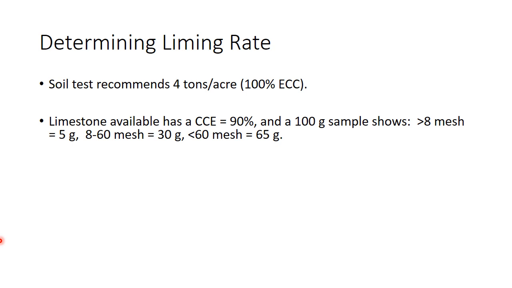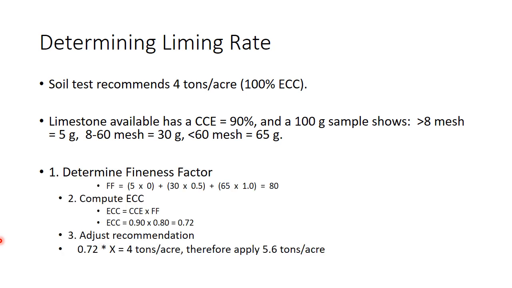And the sieve test shows that if we have a sample that was originally 100 grams, the amount that was retained by an 8-mesh sieve, the coarsest sieve, was 5 grams. The 8 to 60 was 30 grams, and the stuff that was finer than a 60-mesh sieve was 65 grams.